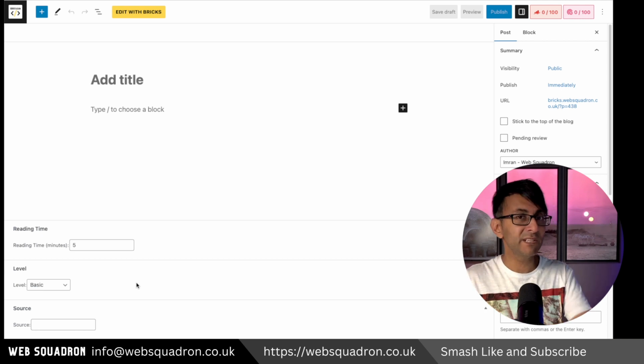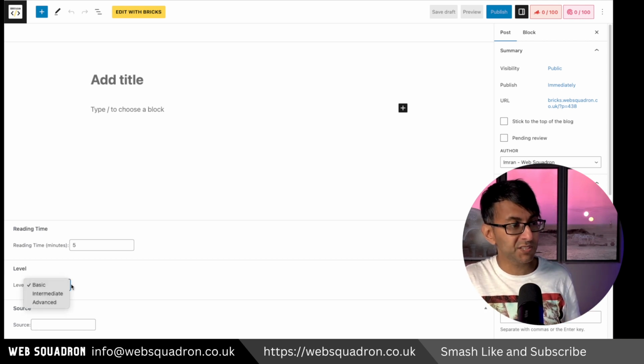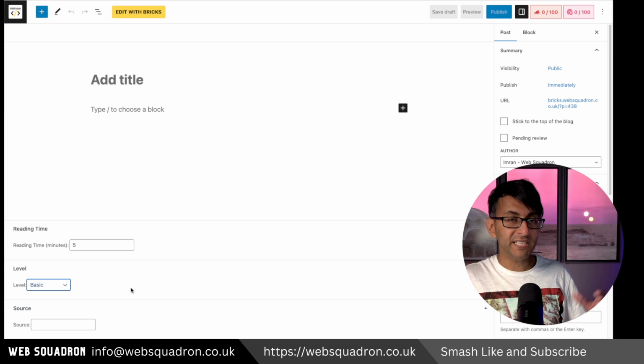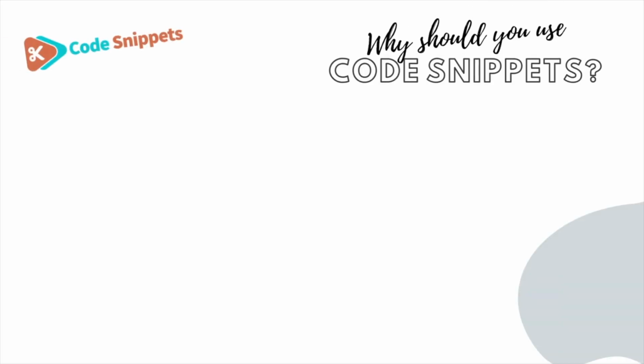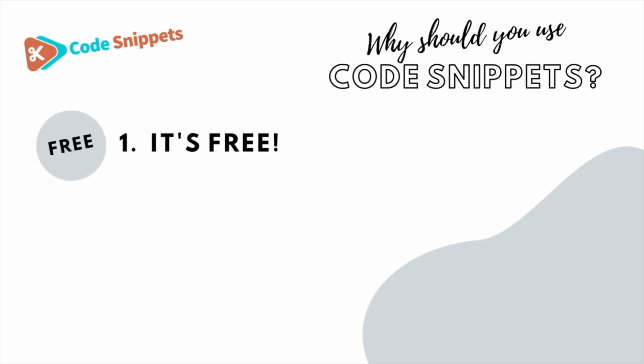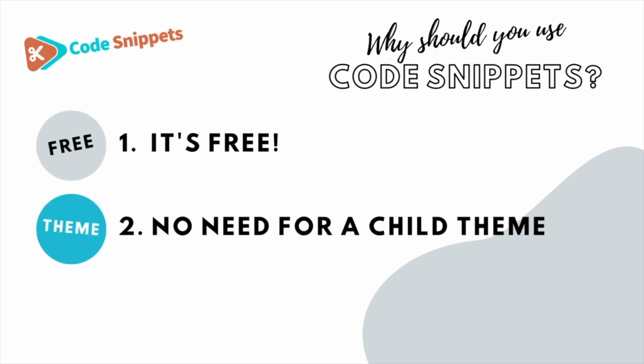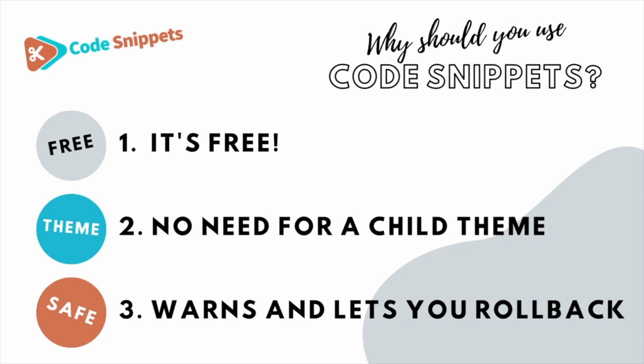Hey, look at the 3 fields that I've got on my WordPress post. This one is a drop down. These are basic custom fields added with a code snippet. 3 big reasons why you should use Code Snippets: It's free, saves you having to use a child theme, it protects you and allows you to roll back if there's ever any issues.